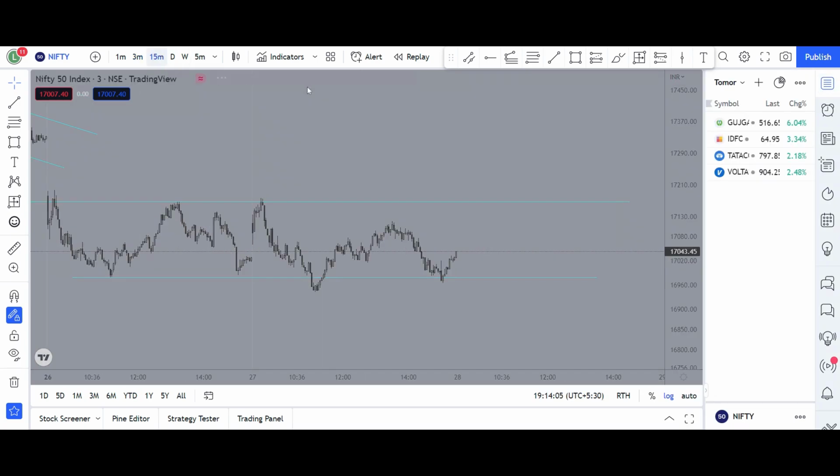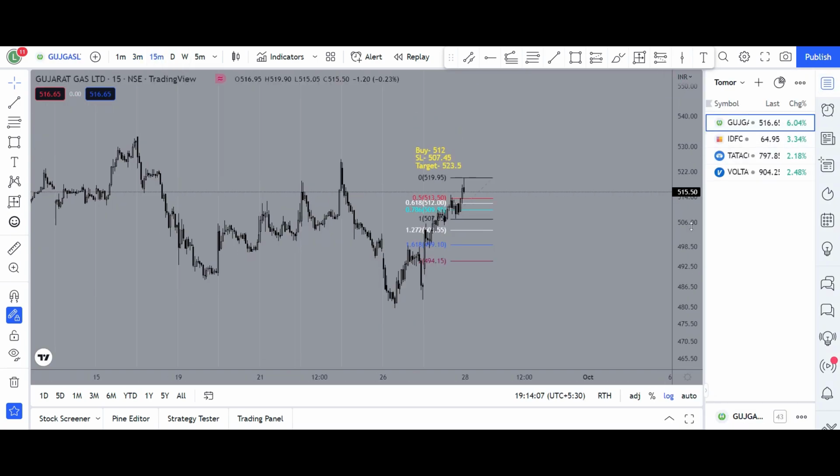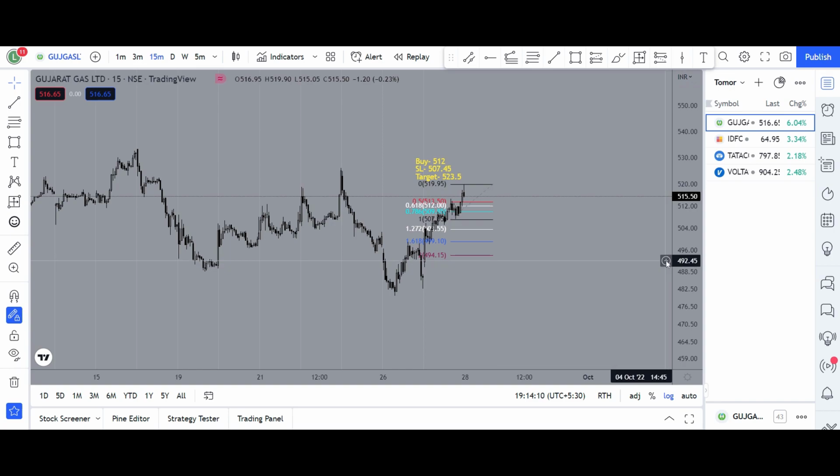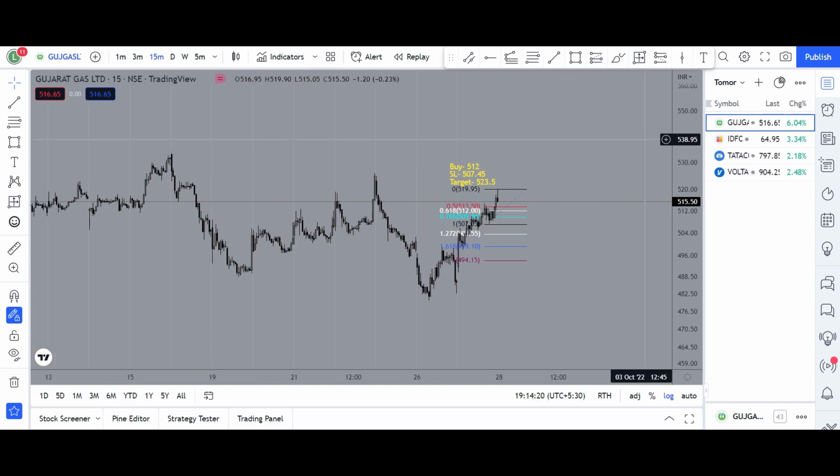Let's look at these stocks for tomorrow. Petrochemical stocks or the gas stocks were running very well today. So in that, we have selected Gujarat Gas. It is already up more than 6% today. This is a small thing which we will be trading if it opens in this range or gives some retracement. Then we can open our long position around 512, keeping the stop loss around 507.45, and we will be following the 1-to-1 swing target of 523.5.